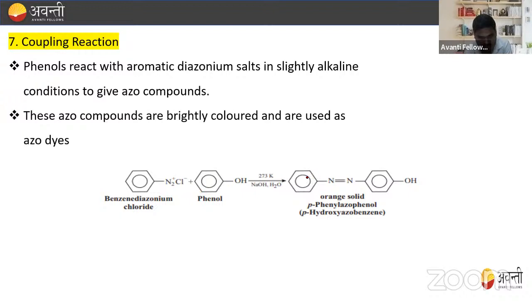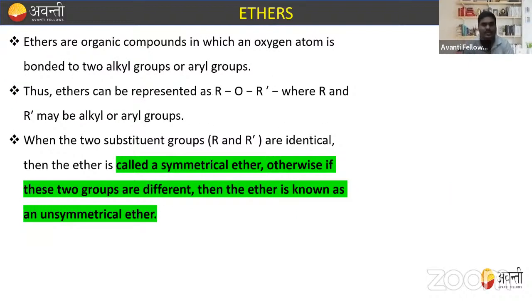We know how this reaction takes place, as it has one H. So this HCl will be removed and this N=N bond will be formed. This will form an orange solid, or we say para-hydroxyazobenzene. You can name it anything, right? Now, this is all about alcohol and phenol.